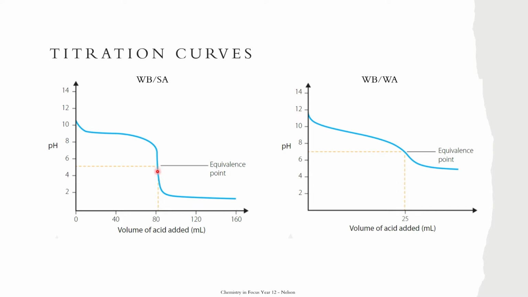But as we add more and more and more acid, we're going to find that that pH value continues to dip. Because it's a strong acid, we're going to find that because of the high levels of dissociation, that pH value is going to be quite low.